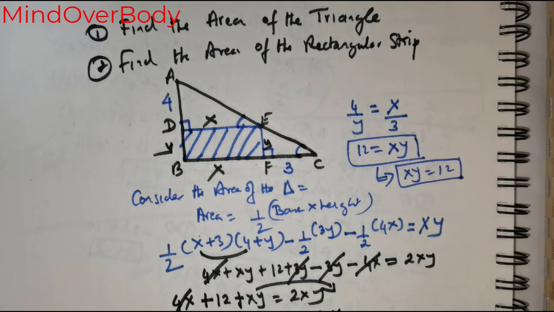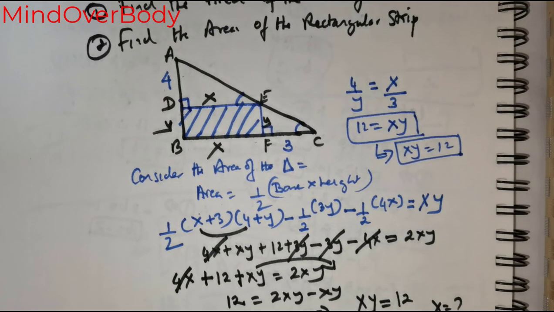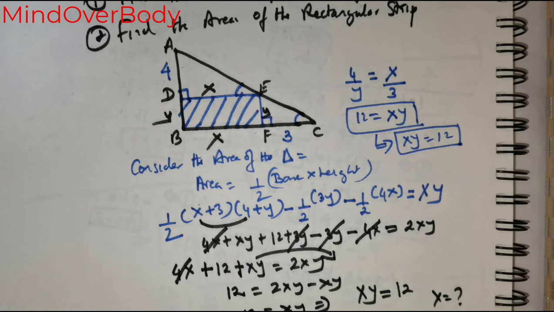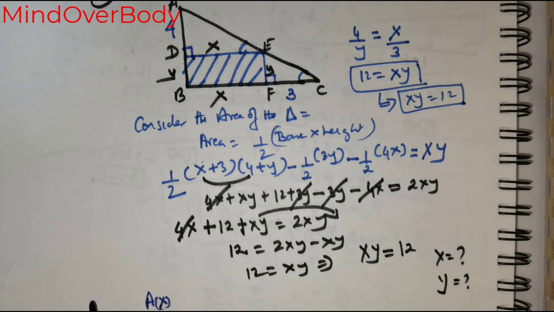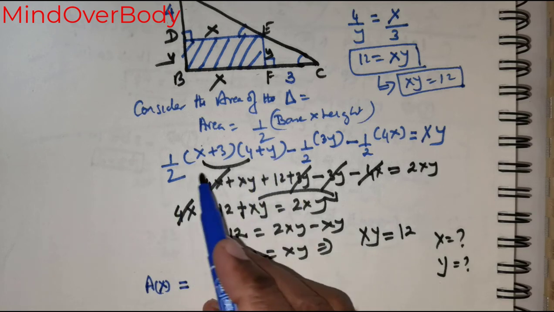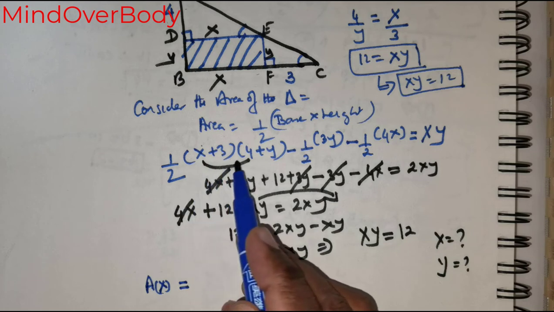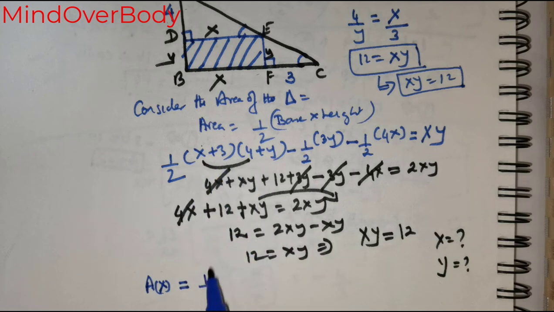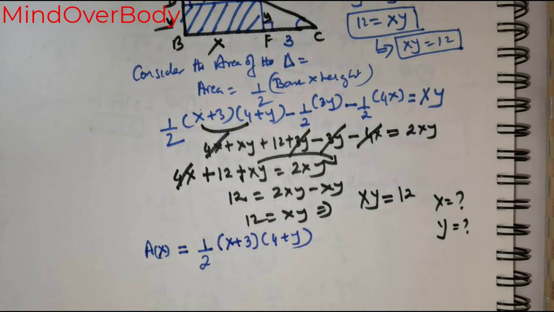Okay, so having obtained xy is equal to 12, what I wish to do is to now consider the area of the triangle, right? I've already found the area to be in this fashion. I've expressed it: it's going to be 1 over 2 times (x + 3) times (4 + y). So I'm writing it as a function of some x.